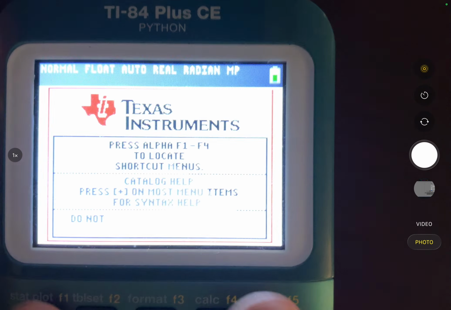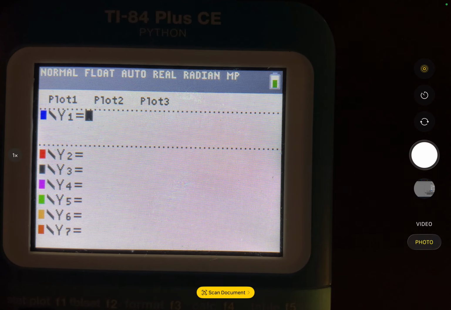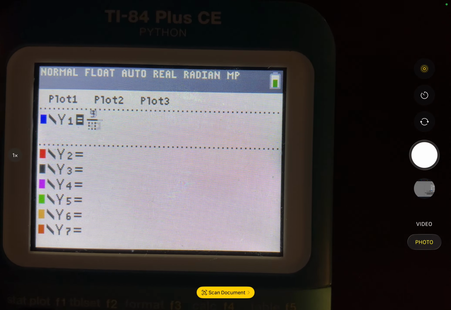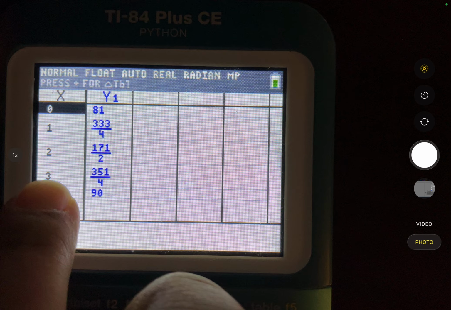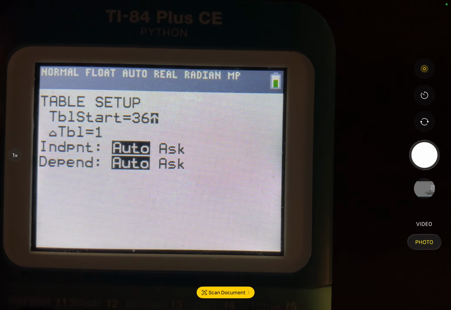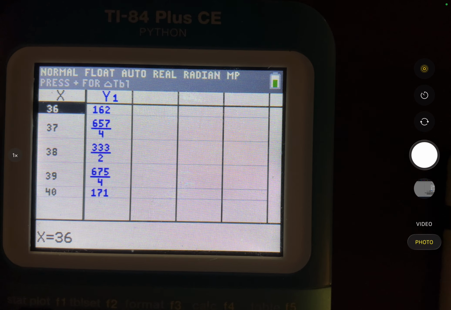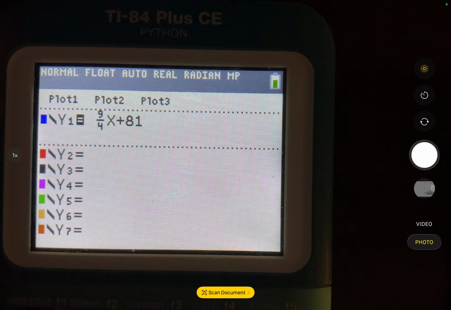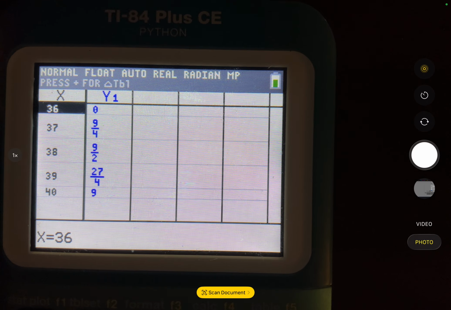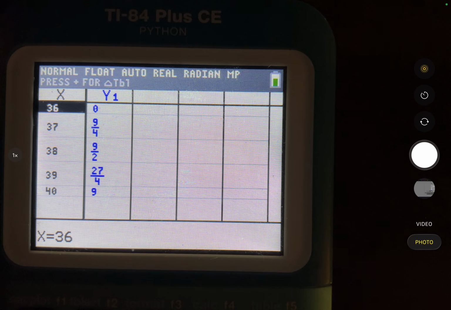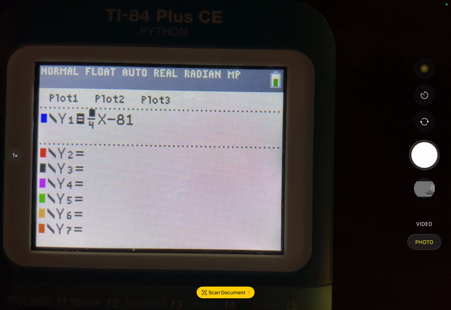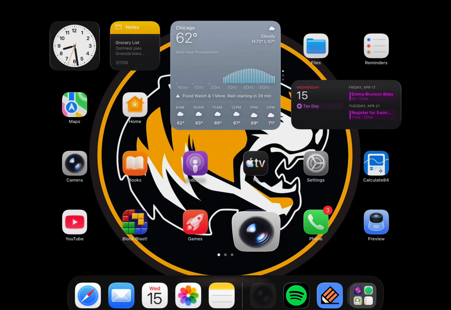So go to y equals 9 over 4 x plus 81. Now, what's the fastest way to get to the 36? Second window. The first one gives me 36, 162. So I changed the plus 81 to a minus. The second one gives me 36, 0. So your answer is D.